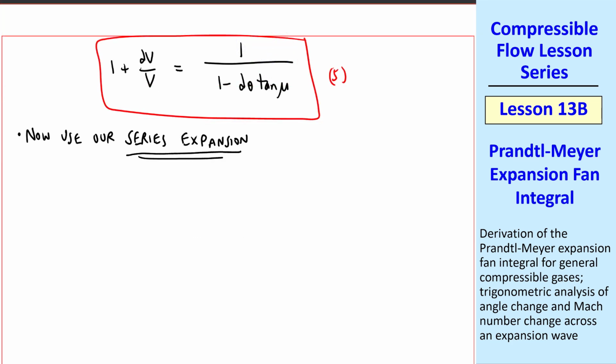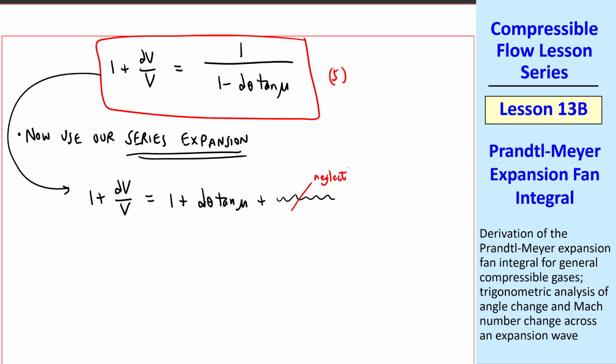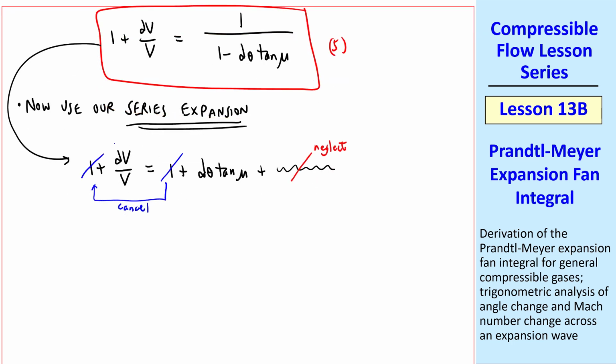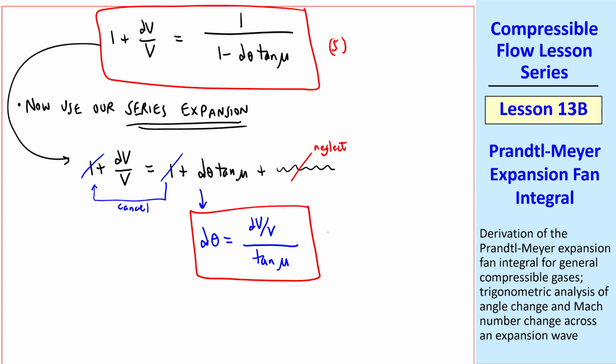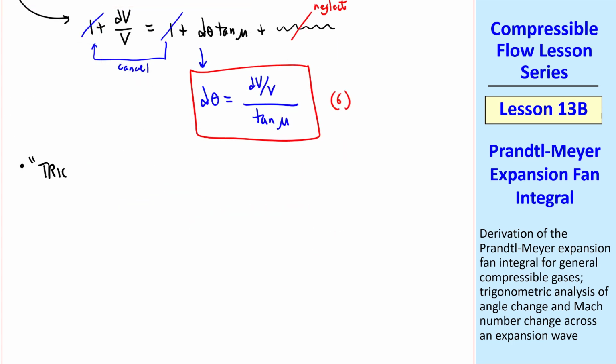Now use our series expansion. Equation 5 then becomes 1 plus dv over v equal 1 plus d theta tangent of mu plus higher order terms, which we can neglect as d theta or dv get infinitesimally small. The ones cancel here, and thus d theta becomes dv over v divided by tangent mu, which I'll call equation 6. I'll do one other trick here.